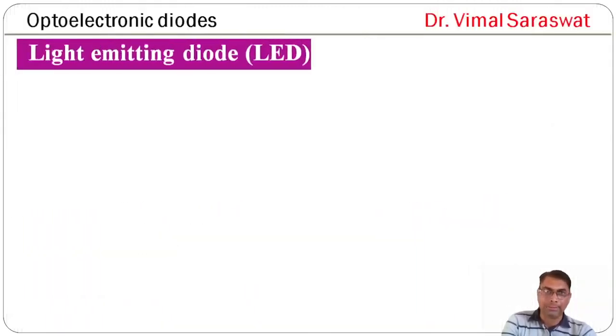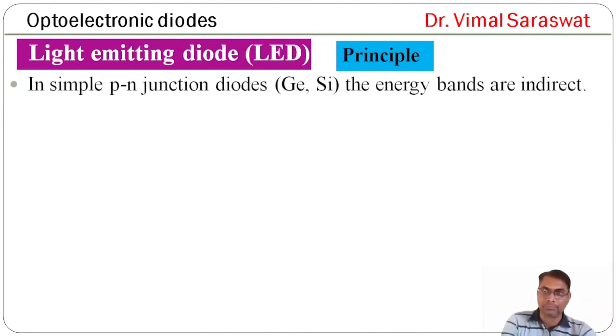Now LED. First of all, the principle of LED. In a simple PN junction diode, the energy bands are indirect. Simple PN junction diodes are germanium and silicon type diodes. So if diodes are made up of these types of semiconductor, then their energy bands are indirect.